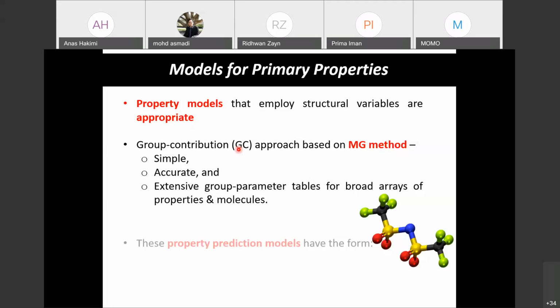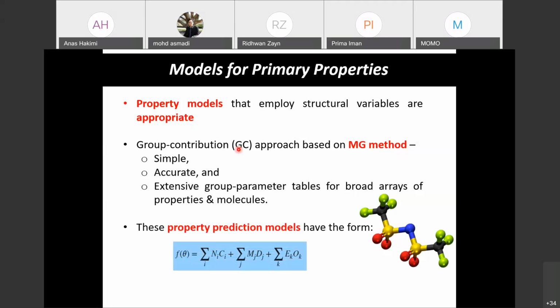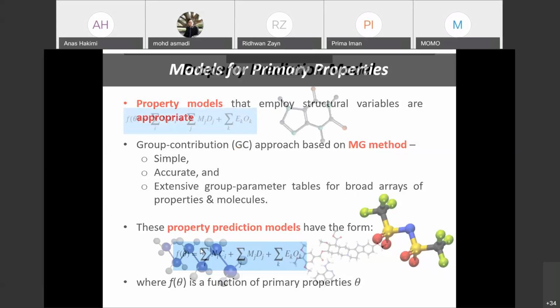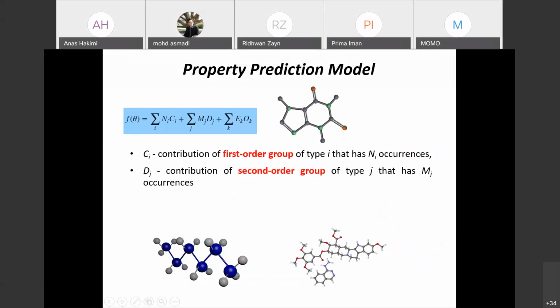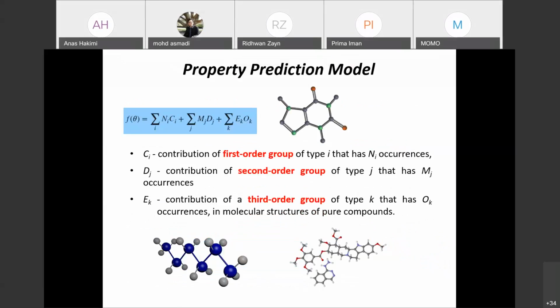Okay, so the property predictions are actually in this form: on the left side, f of theta, and on the right side, sum of NiCi plus sum of MjDj plus sum of EkOk. So what is it about this equation? This is the function of the property theta. If you look here, Ci is the contribution of the first-order group of type i that has Ni occurrences.